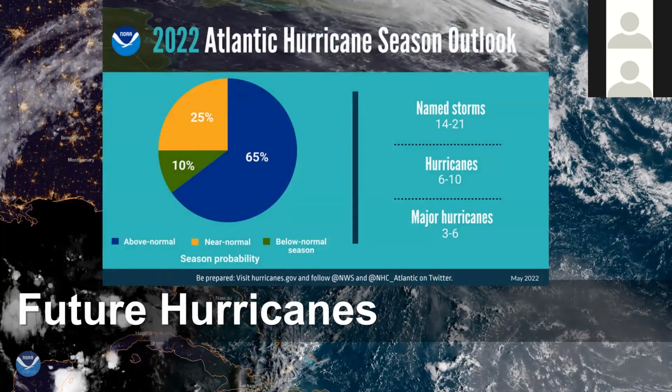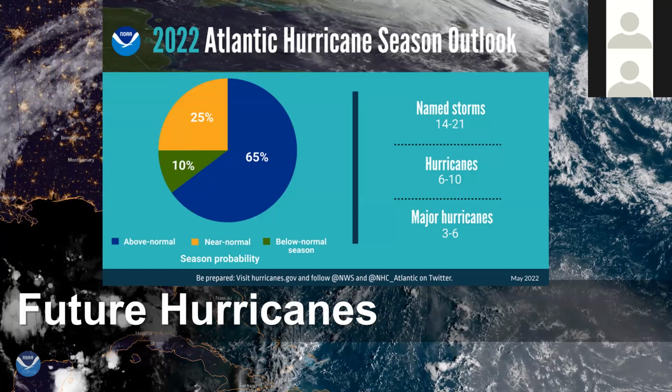So what they're anticipating are 14 to 21 named storms. This qualifies as anything that has winds of 39 miles per hour and higher. Of those named storms, they expect 6 to 10 of them to become hurricanes. And the definition of a hurricane would be winds of 74 miles per hour and higher. And then of those 6 to 10 hurricanes, they expect 3 to 6 of them to fall under the major hurricane status category.